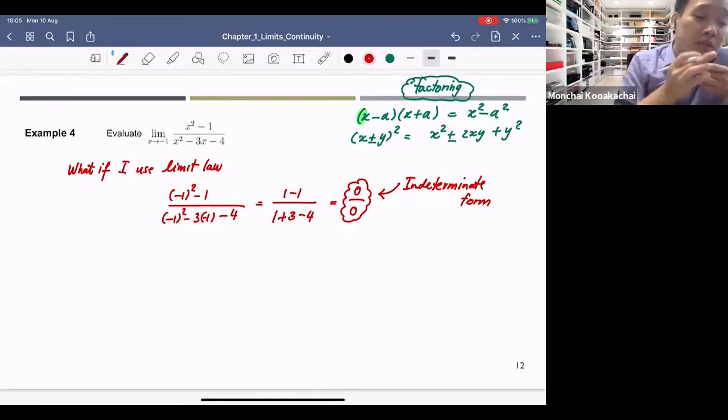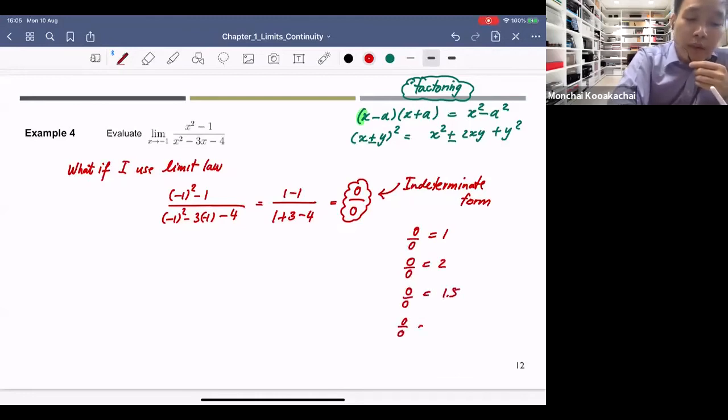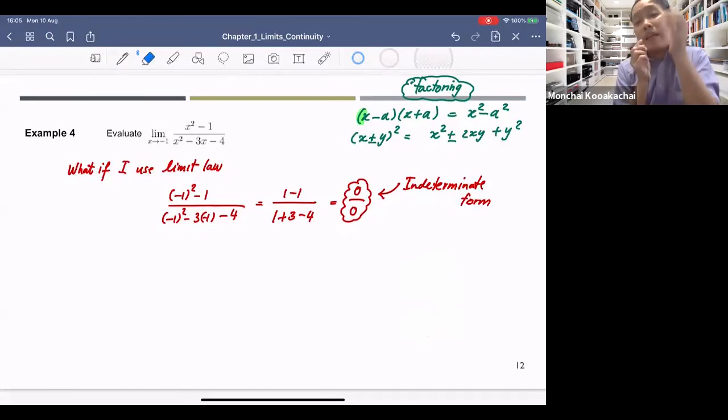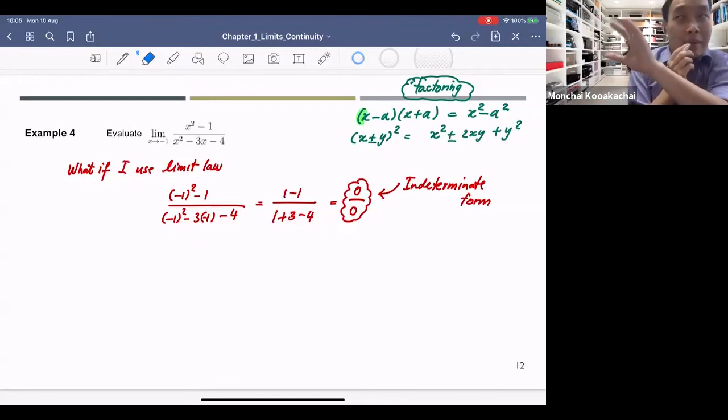So 0 over 0 can be 1. 0 over 0 can be 2. 0 over 0 can be 1.5. 0 over 0 can be log 2, can be any number. So we don't know yet. 0 over 0 is what we call an indeterminate form, because the answer is the number that multiplies 0 to give 0, which can be anything. Right? So every time you try to use the limit law, or plugging in, and then you get 0 over 0, you have to use another technique.